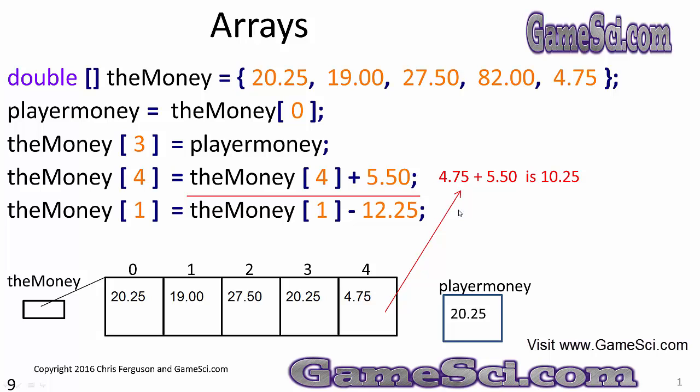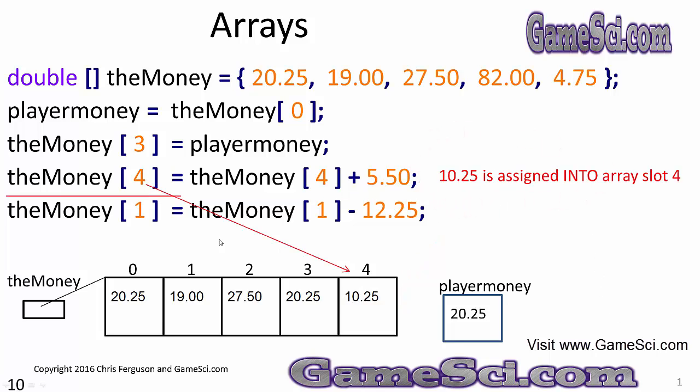Let's access the array in a different manner here. Let's access the value stored in the money of index or subscript 4. So we're going to pull out the value 475 from subscript 4. We're going to add to that the hard-coded or constant value 550. Add those together, you get a 1025. What are we going to do with this 1025? If you look closely on the left side of this equation, we're going to assign the 1025 to subscript 4. So subscript 4 was overridden and changed to 1025.